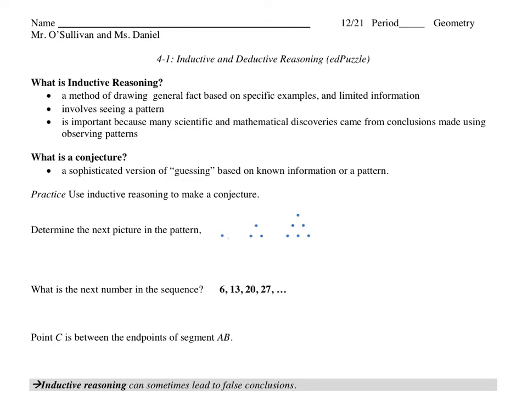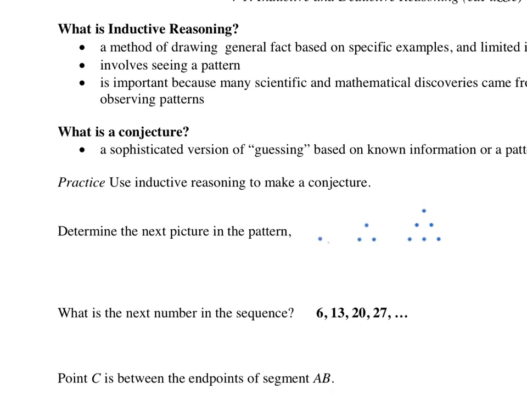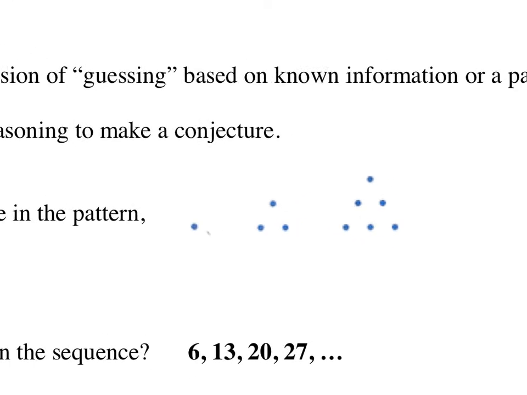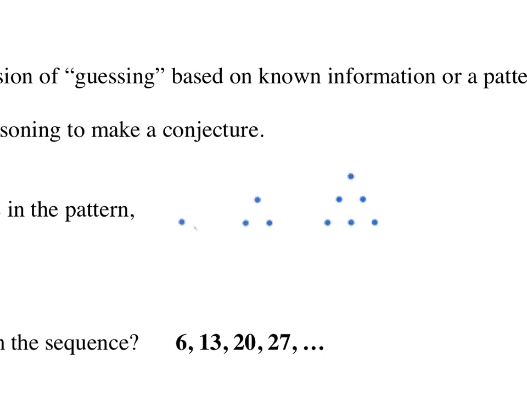So for practice, we're going to be using some inductive reasoning skills to make a conjecture. In our first question, we want to determine the next picture in this pattern. I have 1 dot, then 3 dots, then 6 dots. When we're doing this, there's no 100% bulletproof way to approach it. Whenever I see this, I typically write down the numbers: 1, 3, 6. And I need to see what's happening.